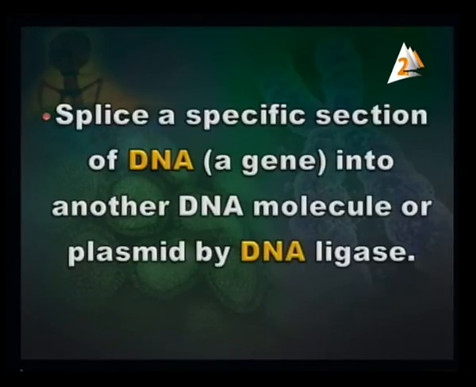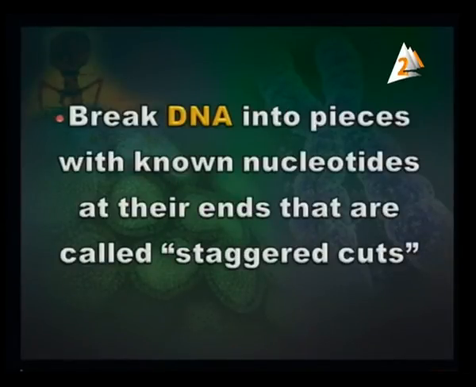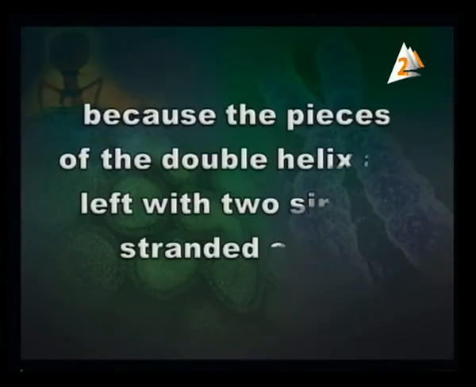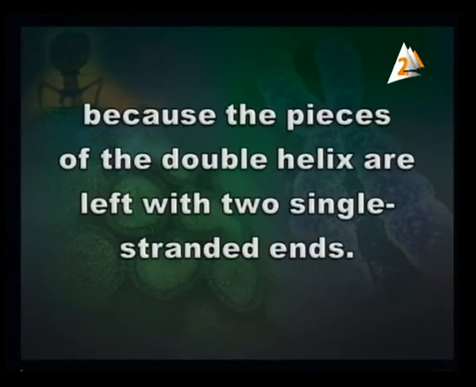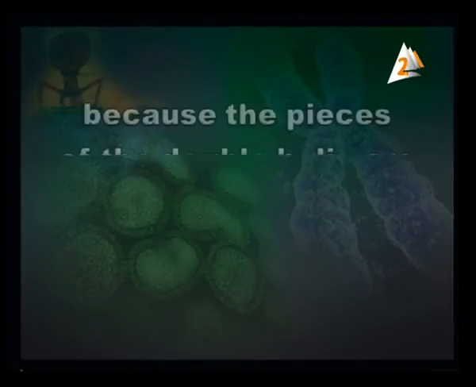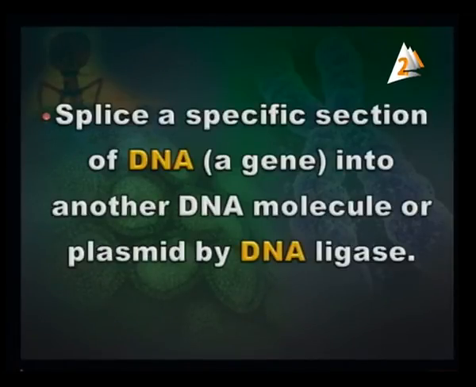Second use: splice a specific section of DNA, a gene, into another DNA molecule or plasmid by DNA ligase. So the uses of restriction endonuclease enzyme are to break DNA into pieces with known nucleotides at their ends that are called staggered cuts, because the pieces of the double helix are left with 2 single-stranded ends, and to splice the specific section of DNA, a gene, into another DNA molecule or plasmid by DNA ligase.